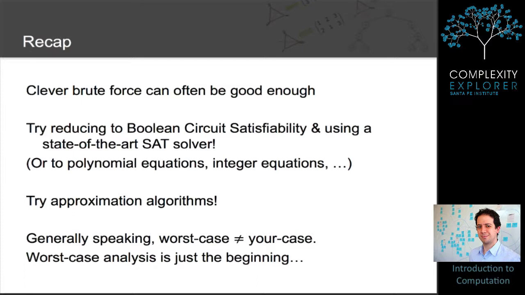So worst case analysis, although it's the focus of much of theory, because it's something that we can get our hands on and we like worst case guarantees, is just the beginning of the story.